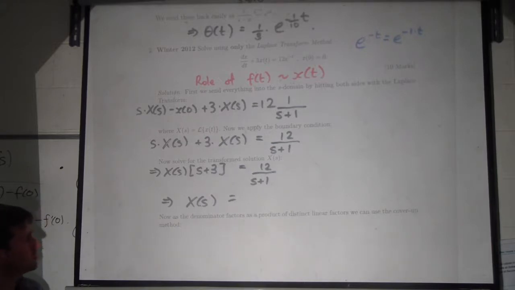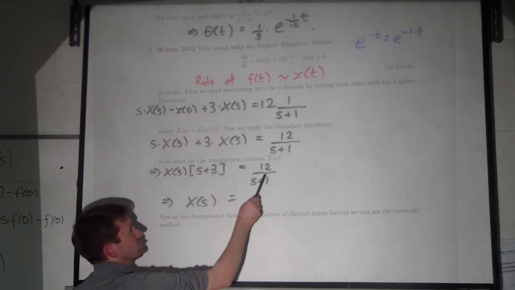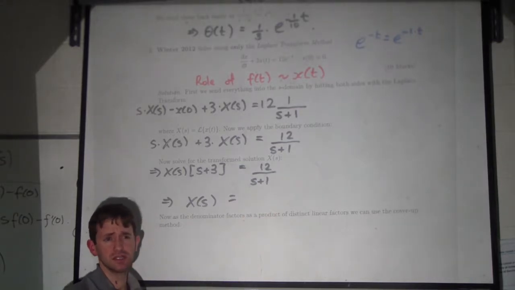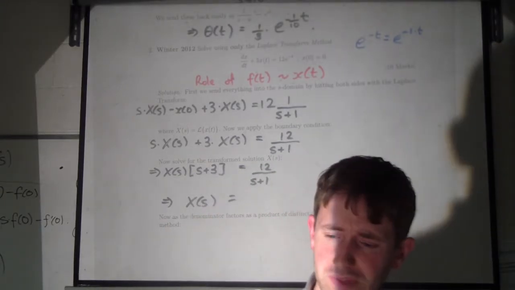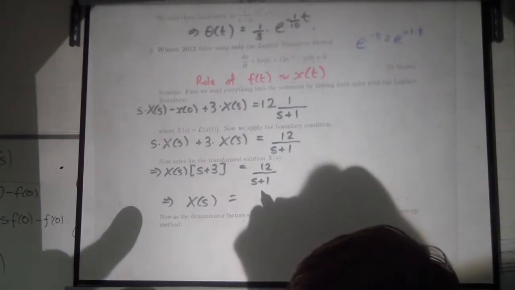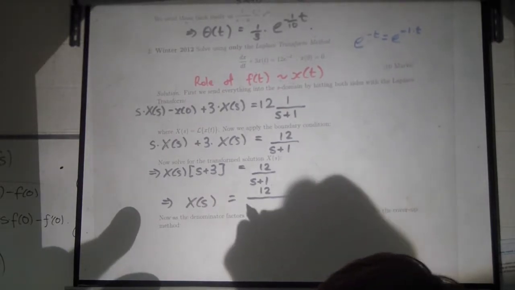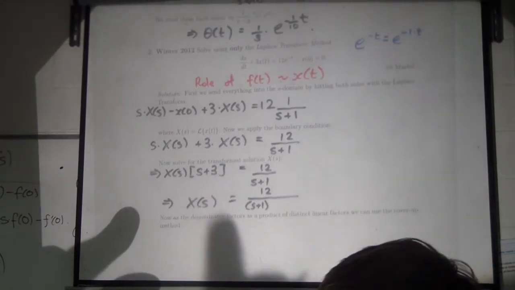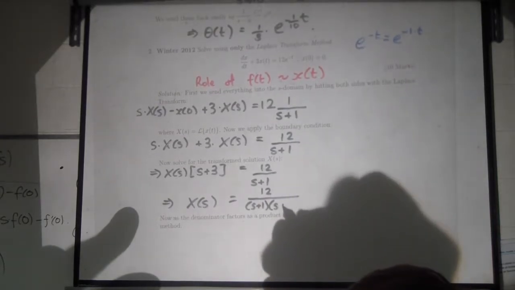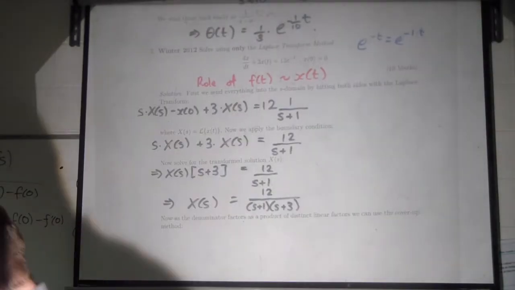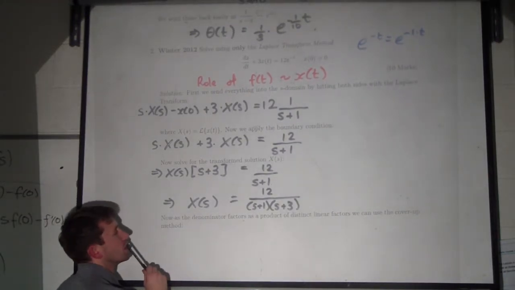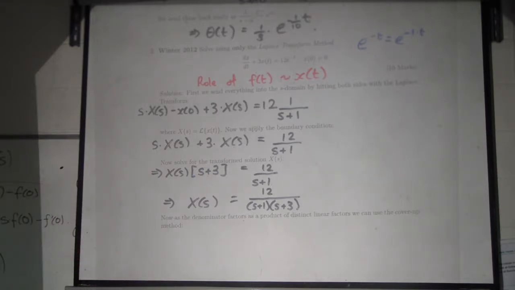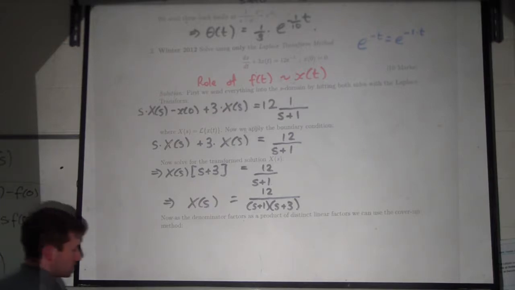Now this can catch some people. Some people do 12 over s plus 1 all divided by s plus 3. You're not wrong, it's just not much good to you. So the way you're going to do it is 12 divided by s plus 1, and now you're also divided by s plus 3. That's like multiplying s plus 1 by s plus 3. Don't multiply it out at the bottom. We'll show you why that's certainly the case.